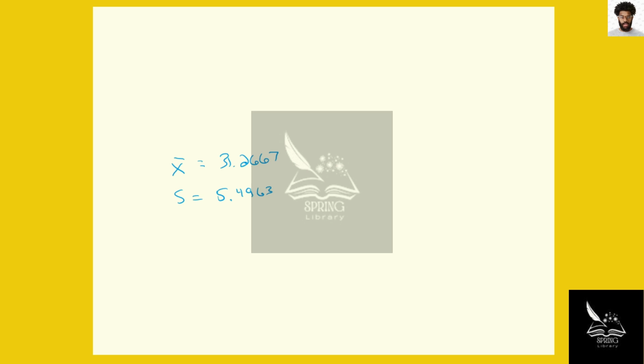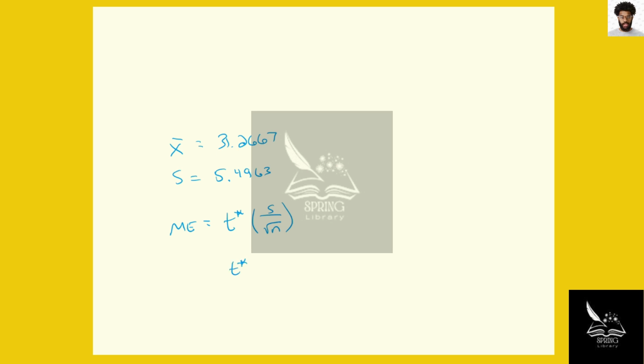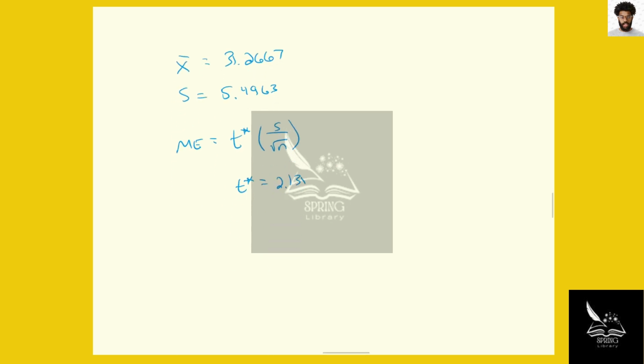The margin of error for a 95% confidence interval can be calculated using the t-distribution and the following formula. The margin of error is equal to the critical t-value times the sample standard deviation over the square root of the sample size. The critical value can be found using a t-distribution table or a calculator. For a sample of 15 and a 95% confidence level, the critical t-value is approximately 2.131.